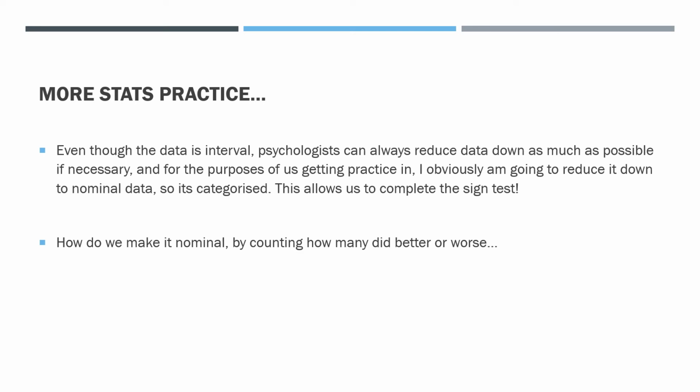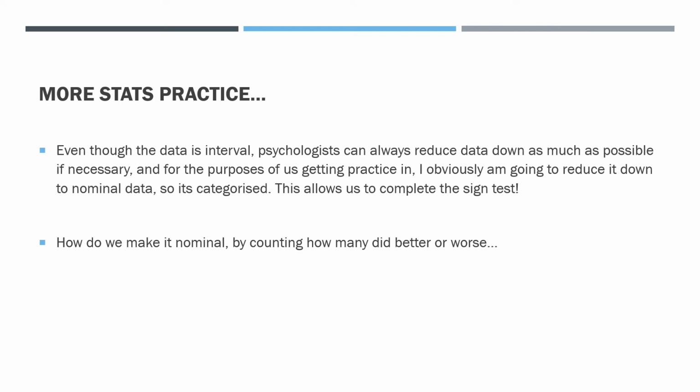You will always be able to reduce it down. So I'd always be able to make interval data into ordinal, make ordinal data into nominal. You can't grade up. So I couldn't make nominal data into interval data because it depends on what type of test it is. You might be able to convert to ordinal-ish, but generally speaking, we only bring it down or reduce it down as much as we can.